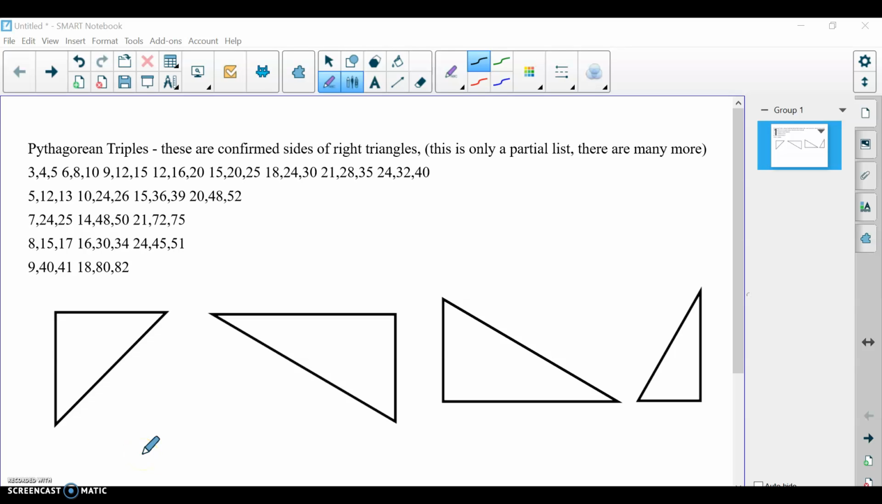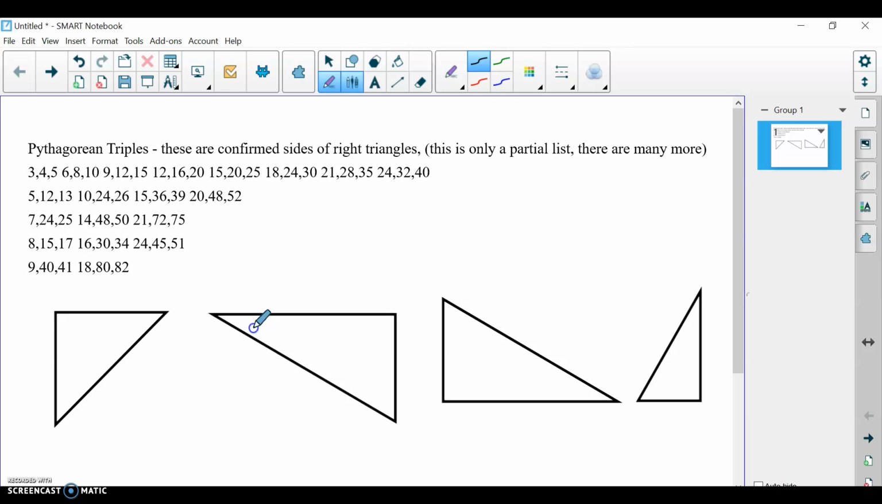Hello lab students. Here is another quick video on how to use your Pythagorean triples and to decide whether or not a triangle is a right triangle. The first thing is this is my list of Pythagorean triples from my notes sheet. I just copied it on here so we can do a few examples together.